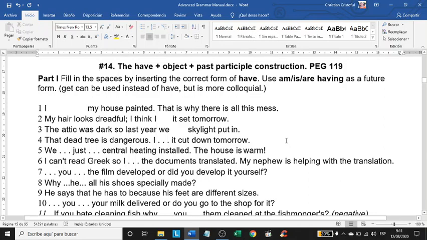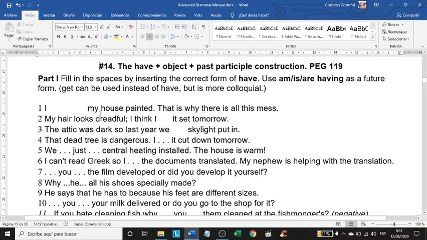Hello again. I would like to go over exercise 14 again. We did this on Monday, but I realized that I make mistakes. So I would like to explain the first three of them. The first one says, instructions, part 1. Fill in the spaces by inserting the correct form of have. Use am, is, are, having as a future form.